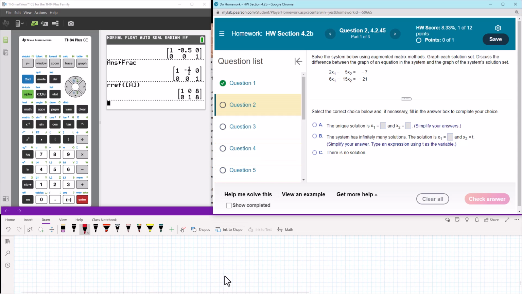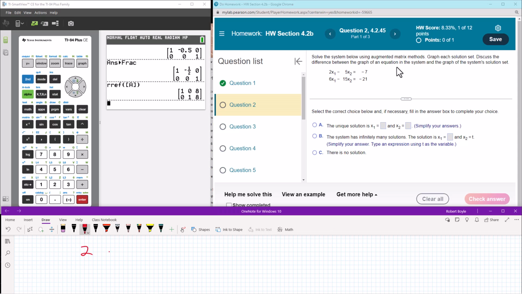Okay, here is question 2. And once again, all we need to do, actually there are 3 parts, I didn't realize that. Here we want to solve the system below using the augmented matrix methods and then graph the solution set. Okay, so let's go ahead and do that. Once again, our augmented matrix is going to be 2, negative 5, negative 7 for the first equation, 6, negative 15, negative 21 for the second equation.